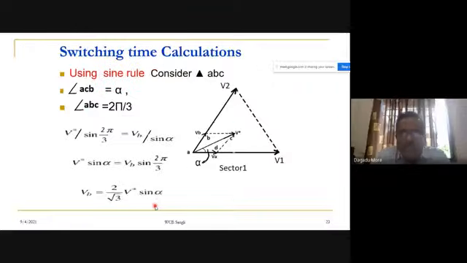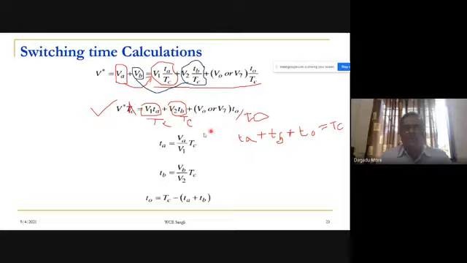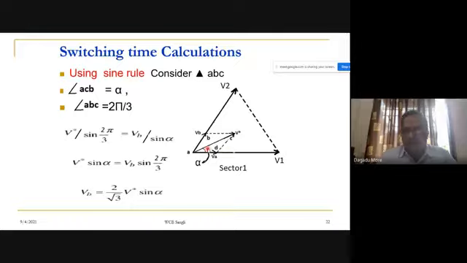So in which sector do we have the space vector? The space vector resolves along two main switching state vectors, VA and VB. We find out the magnitude of that. Once we find the magnitude of VA and VB, then you know the magnitude of V1 and V2, or the magnitude of the switching states V1, V2, V3, V4, V5, V6. VA and VB will depend upon V star and alpha.